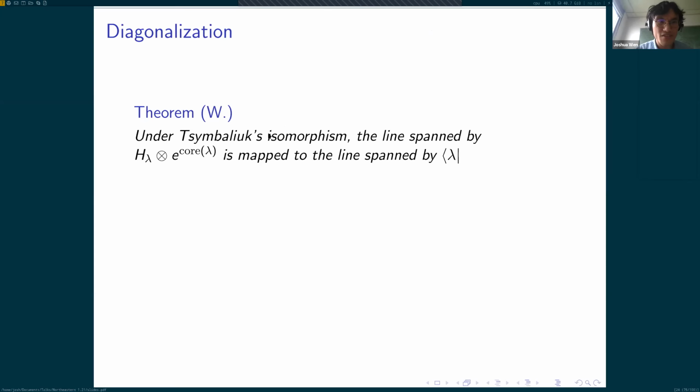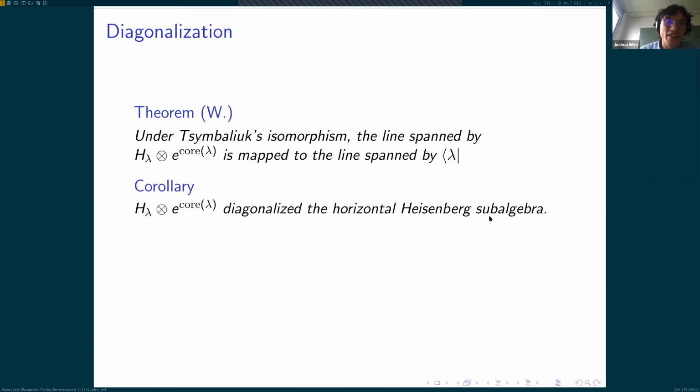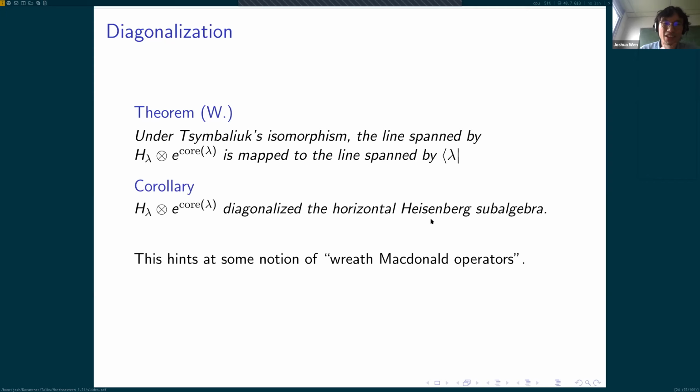So the first result of my life is that Tsymbaliuk's isomorphism sends the wreath Macdonald polynomial, which is something in W, to this fixed point basis element, or spin basis element. So in particular, these diagonalize the horizontal Heisenberg subalgebra. So what are the wreath Macdonald operators?